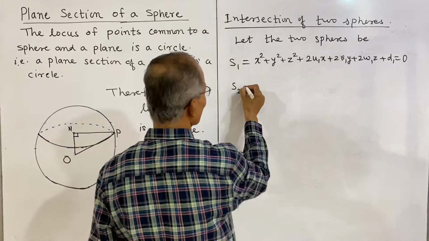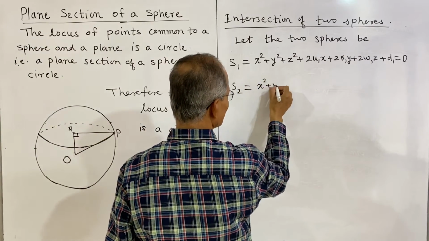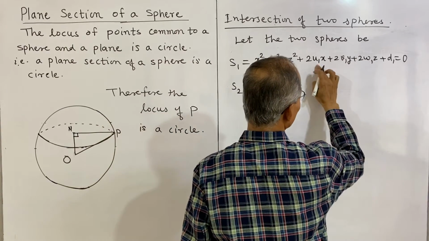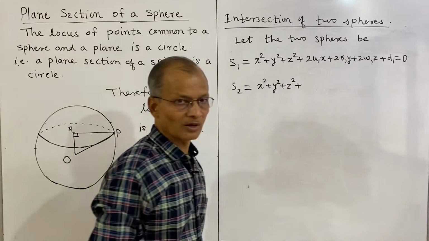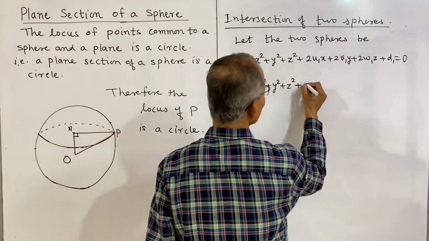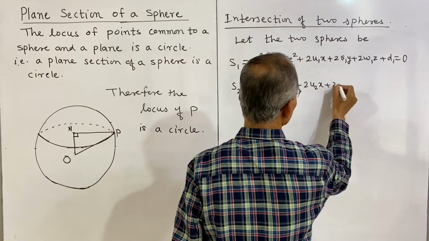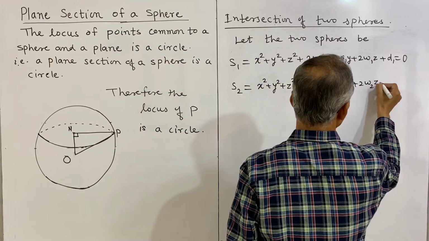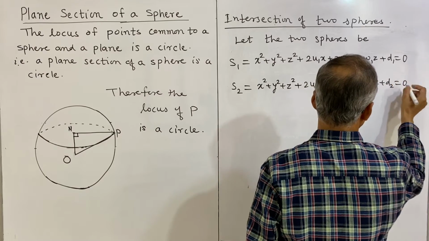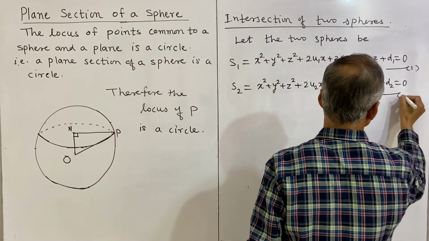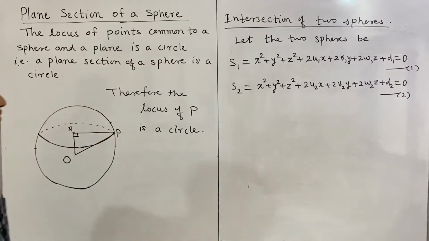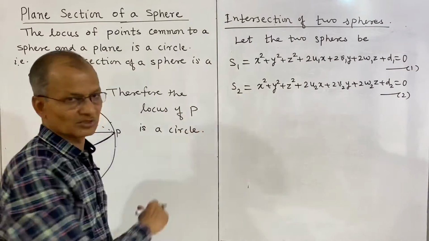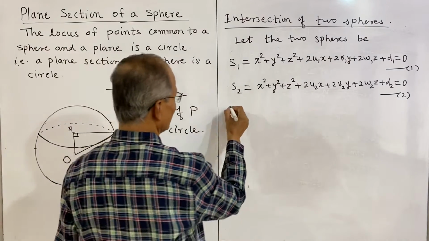Similarly, we write the equation of the second sphere in the same general form, x square plus y square plus z square, changing the parameters u, v, w and d to u2, v2 etc.: 2u2x plus 2v2y plus 2w2z plus d2 is equal to 0. Suppose these are equations 1 and 2. These are two spheres. Now what we should consider is the difference of these two, S1 minus S2.